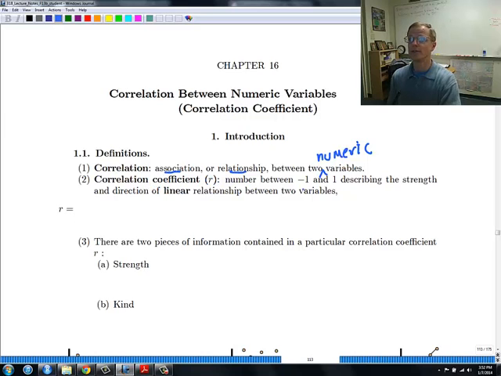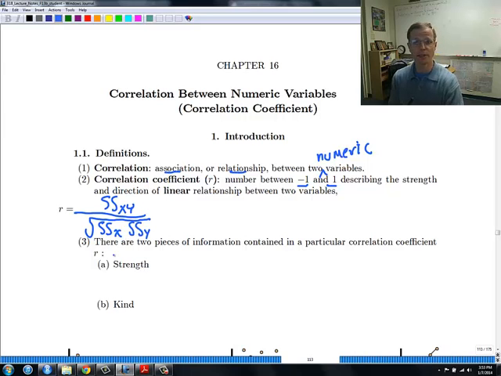Correlation coefficient is a number between -1 and 1 that describes both the strength and kind, or you could say direction, of linear relationship between two variables. The formula is expressed as the sum of the products of x and y divided by the square root of the sum of the squares of x times the sum of the squares of y. That's the base formula. I will give some motivation for this in class.